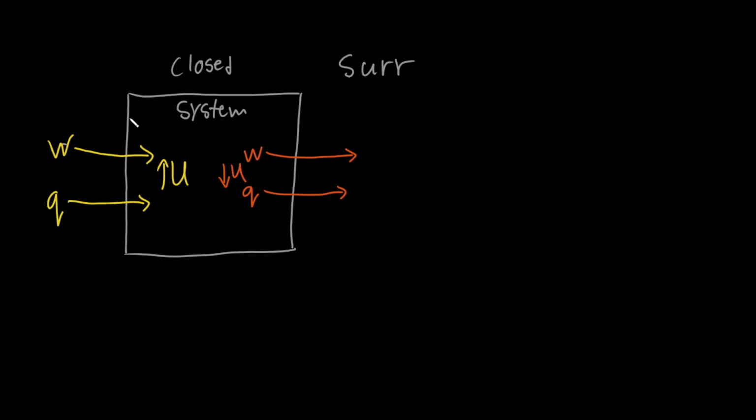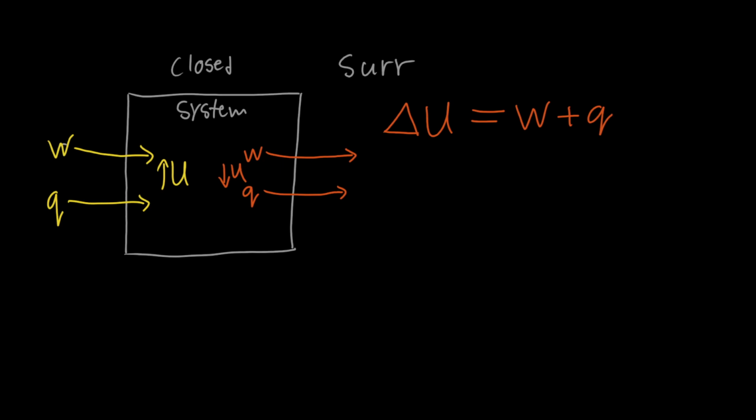In both cases, we either have an increase or a decrease, so we have a change in the internal energy. So work or heat can change the internal energy. So we could say that delta U, the change in internal energy, is equal to work plus heat.